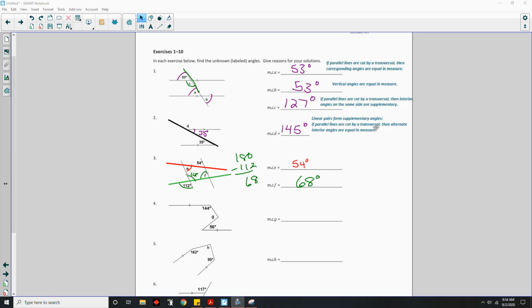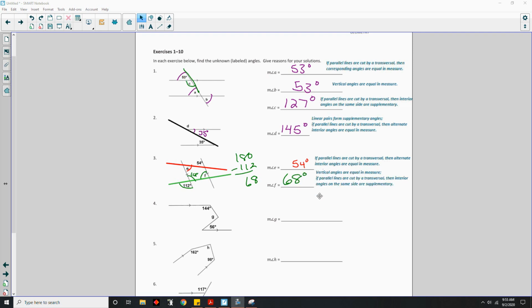If parallel lines are cut by a transversal, then alternate interior angles are equal in measure. So it's telling everything here. First we have to find alternate interior angles and then do the linear pair. And then number 3 I just did. For the measure of angle E, if parallel lines are cut by a transversal, then alternate interior angles are equal in measure.